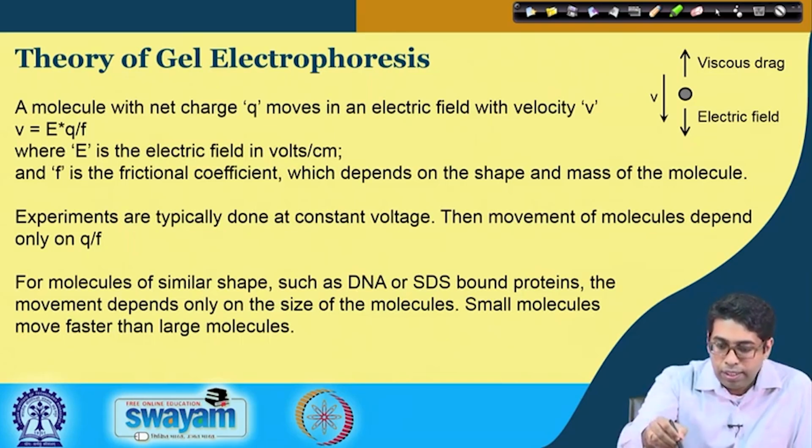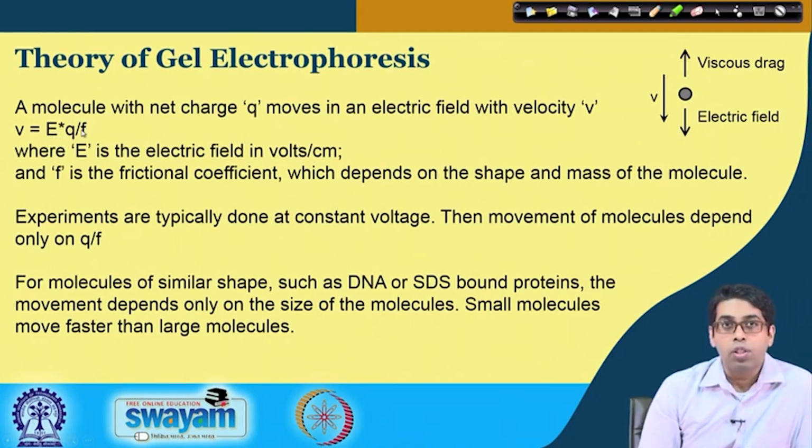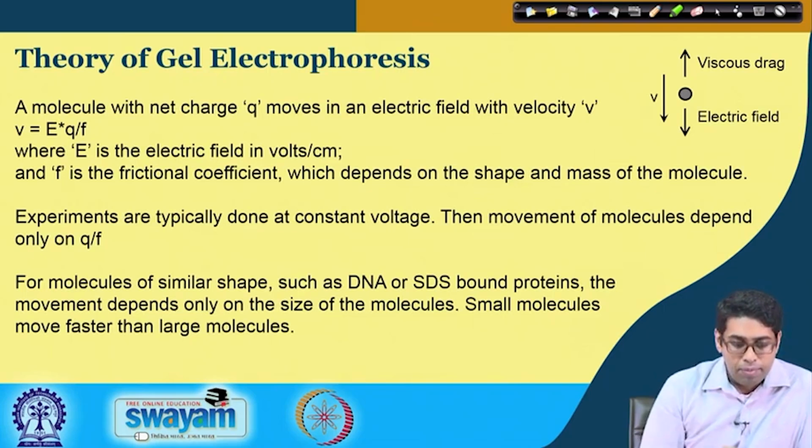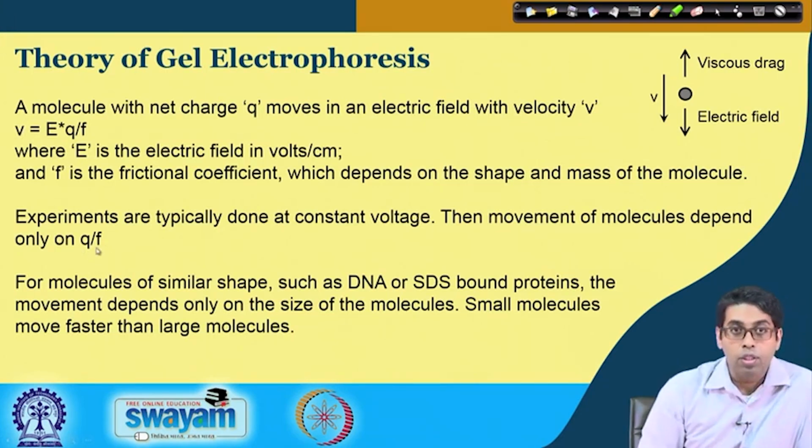Okay. So, there is a viscous drag which acts in the opposite direction of the movement of the proteins, and this viscous drag is proportional to the size of the molecule. So, the velocity of the molecule is given by this equation, where E is the electric field, Q is the charge divided by F, which is the frictional coefficient, and this frictional coefficient depends on the shape and mass of the molecule. So, typically these experiments are done at a constant voltage, which means that the velocity of the molecule depends on the ratio of the charge and the frictional coefficient.